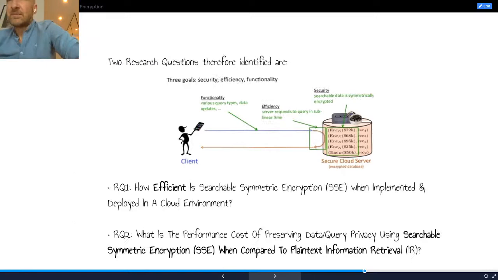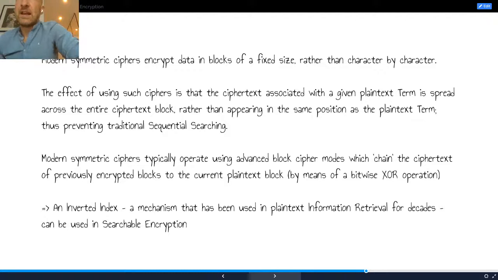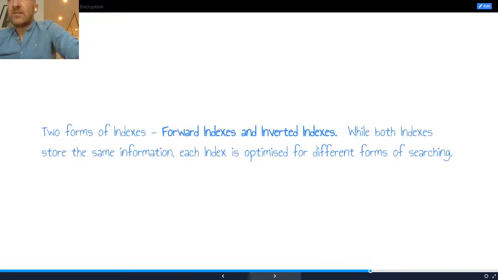So obviously you can't just use AES and upload your documents, because AES is a block cipher, so it doesn't encode word by word. So you have to have a different form of doing that. To be able to encrypt data and perform computations on it, what we do with searchable encryption is we use indexes. You use forward indexes and inverted indexes. They both store the same information, but they're optimized for different forms of searching.